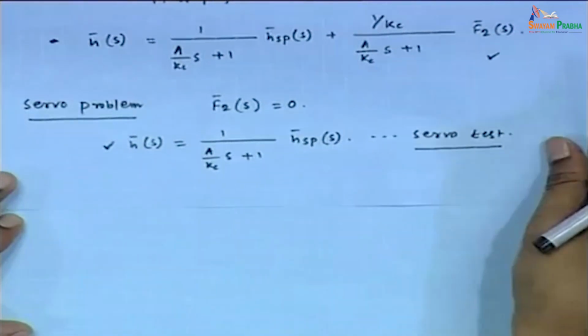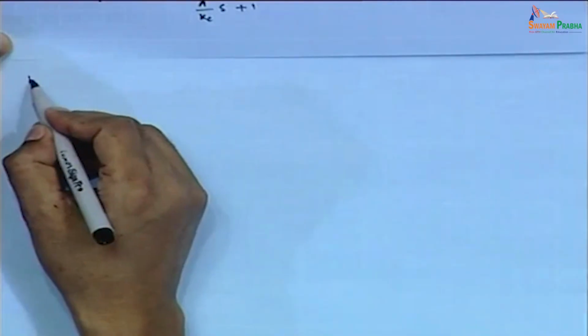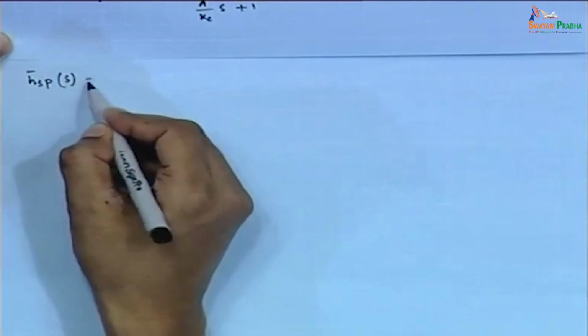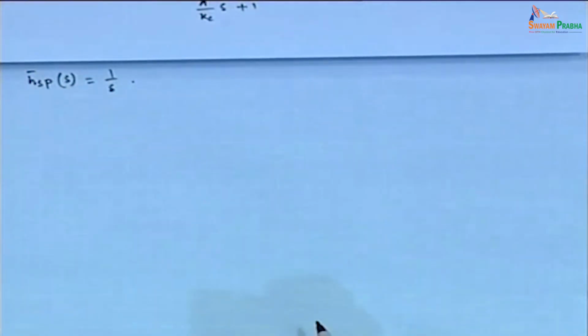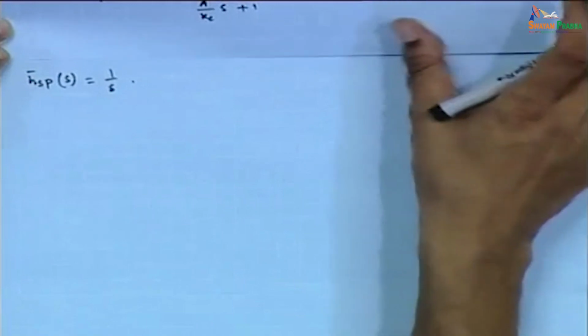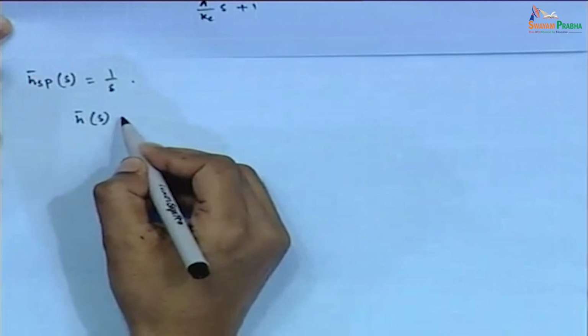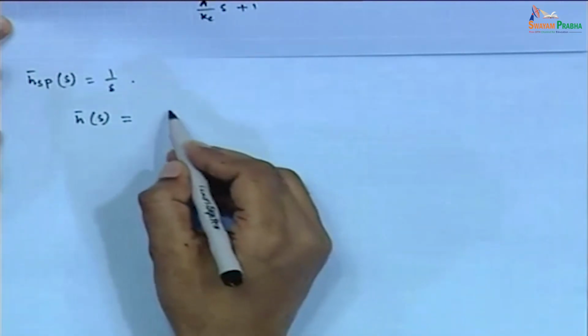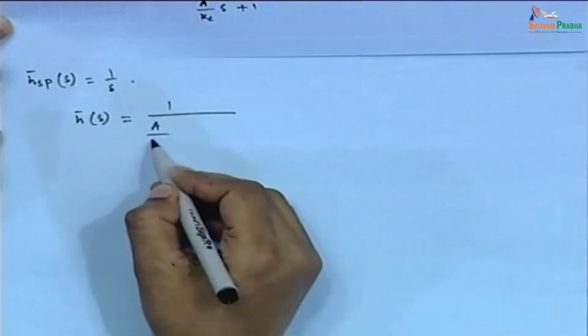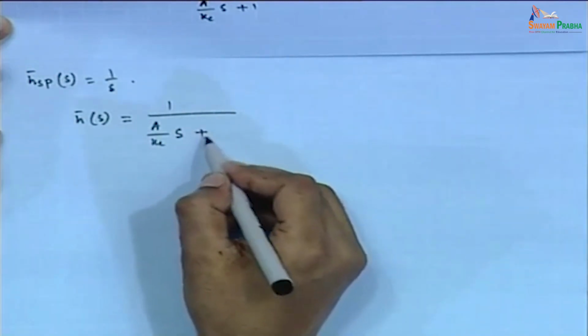Now, we will consider a unit step change in the set point of H. That means H set point bar S equals 1 by S. So, considering a unit step change in H set point, we get H bar S equals 1 divided by (A by Kc S plus 1) multiplied by 1 by S. Fine.